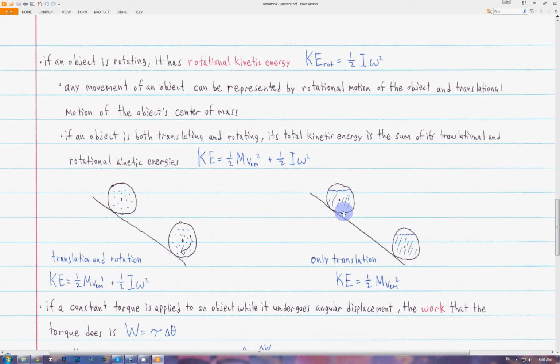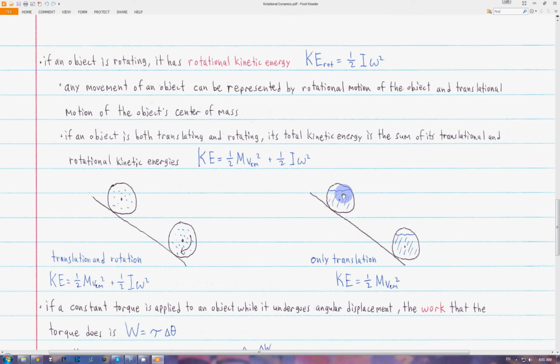So here we have two examples of a bottle of something rolling down a hill. Here, as the bottle moves down the hill, it translates, and also you can see it's rotating. So this is an example of translation of the center of mass of the object plus rotational motion. So its total kinetic energy is 1/2 mv squared plus 1/2 I omega squared.